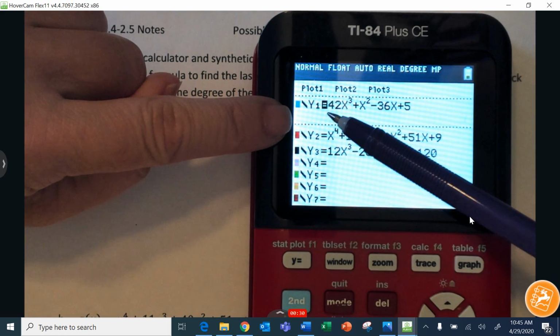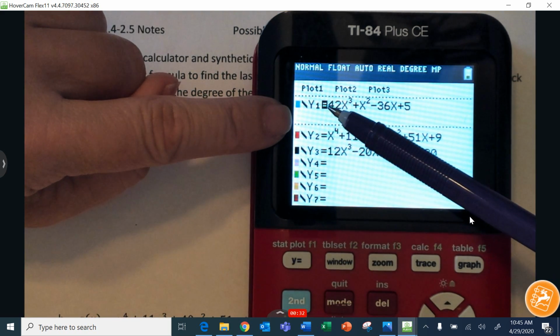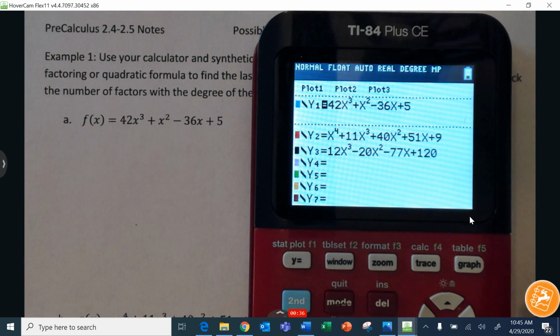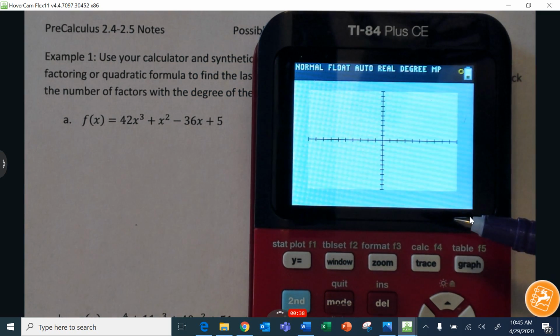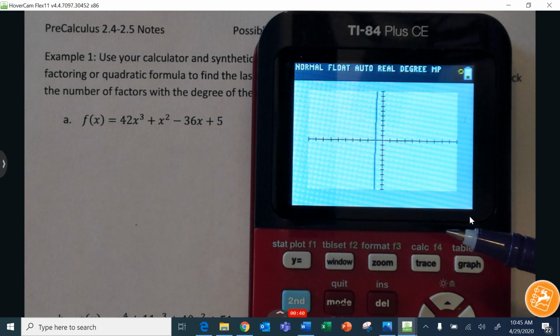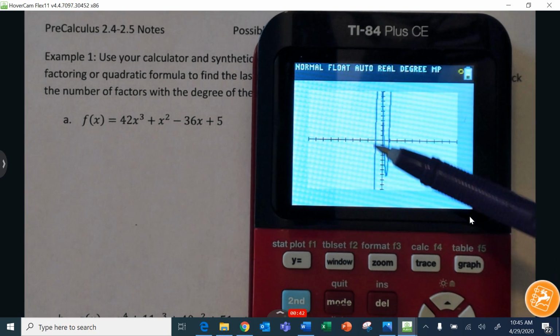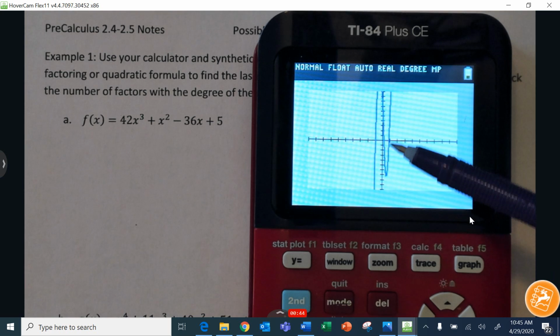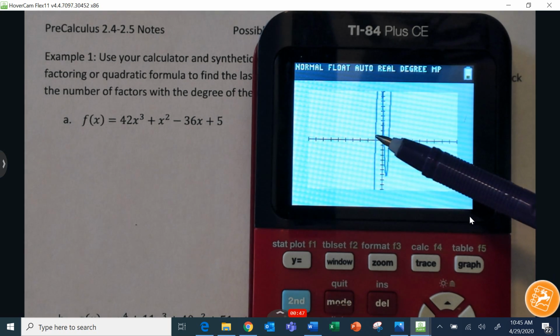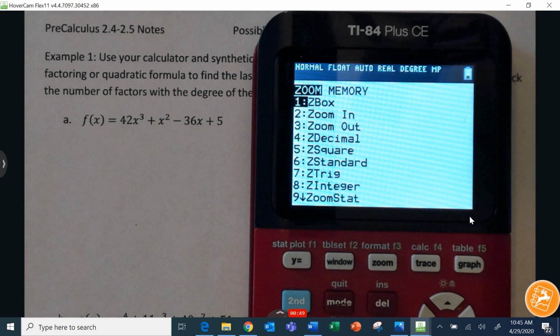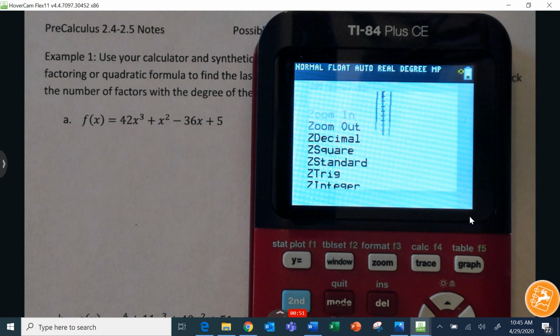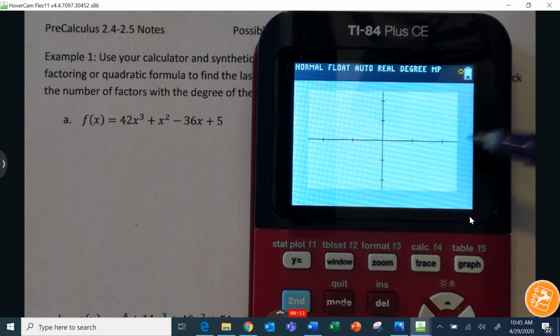But if you see the equal sign, the first one's the only one that's turned on, so that's the only one that we're going to graph right now. So I'm going to go ahead and graph that, and then we're going to look at our zeros. If you ever need to zoom in because you have trouble seeing it, you could always window, zoom in, enter, and you could see it a little bit better.